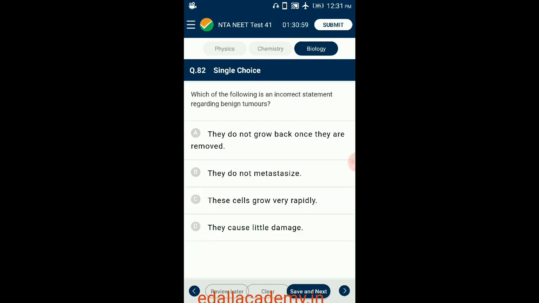Question number 82. Which of the following is an incorrect statement regarding benign tumors? Benign tumors generally have a slower growth rate than malignant tumors and the tumor cells are usually more differentiated. So the answer for this question is option C. These cells grow very rapidly. That is an incorrect statement. So the incorrect statement is option C.